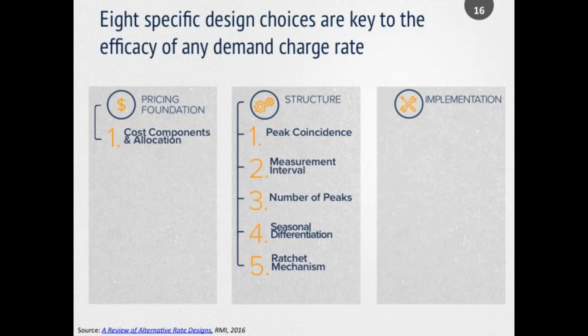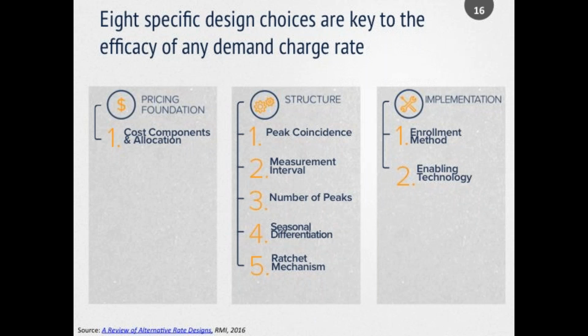The measurement interval, so how long is that meter taking a reading of the demand? How many peak incidents are included in the demand charge? Is it seasonally differentiated? Does it have one season, two seasons? Is there a ratchet involved, which brings past use into the calculation of a current charge? And within implementation, you also have choices around the enrollment method. Is it opt-in, opt-out, default, mandatory? And is there any enabling technology included? So is there something like a thermostat, like a Nest or something like that, that's included with the rate?